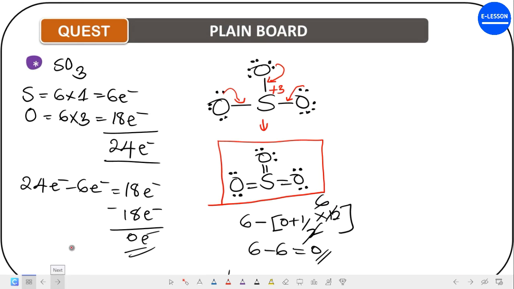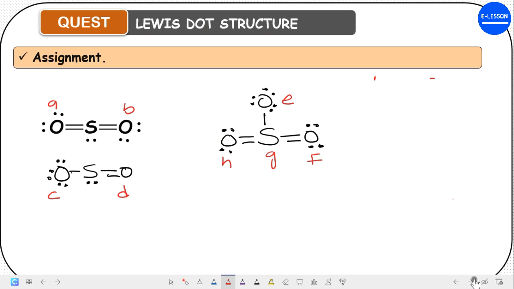So the assignment I'm going to give you will be this. Taking these structures, what you're going to do as an assignment is calculate the formal charges of each of the atoms labeled A to F. Calculate the formal charge of the oxygen in A. This one, B, is also oxygen. So you calculate the formal charges of each of the oxygen atoms.